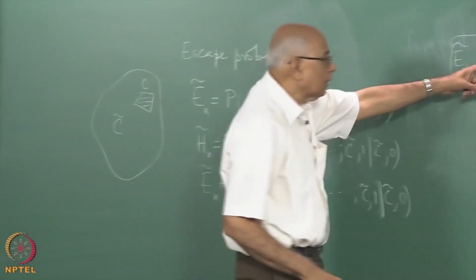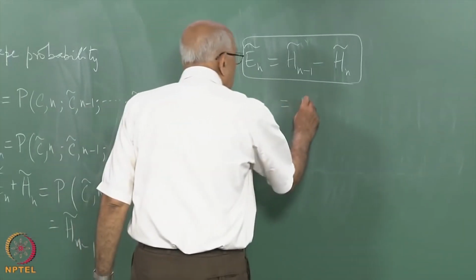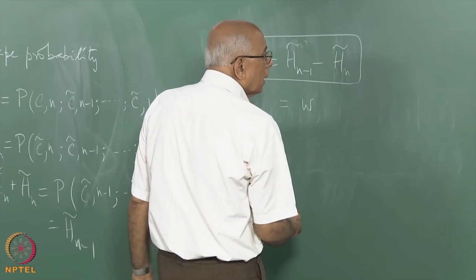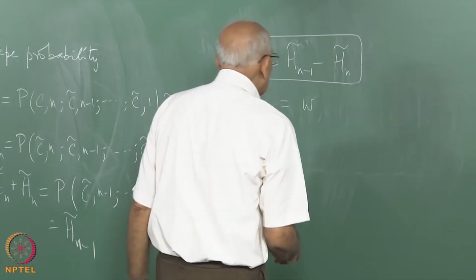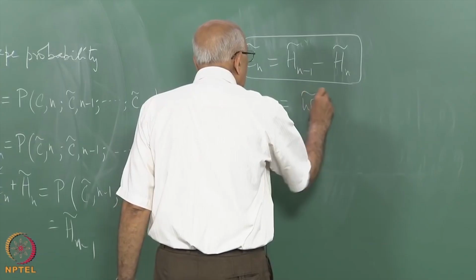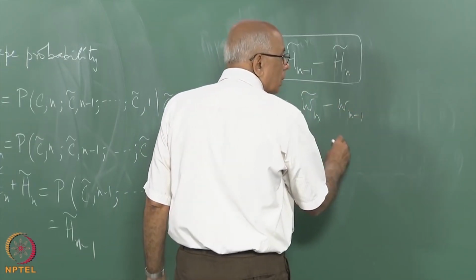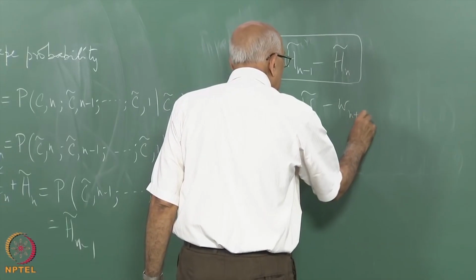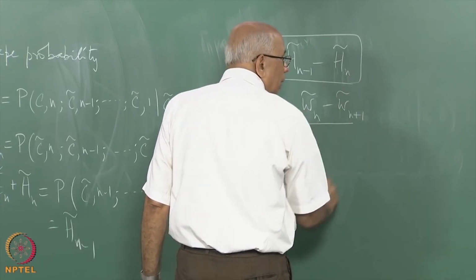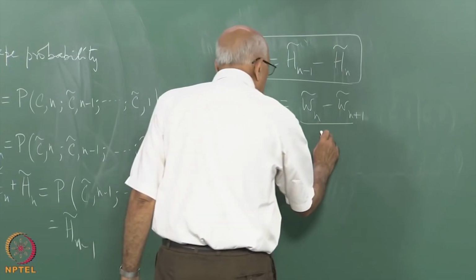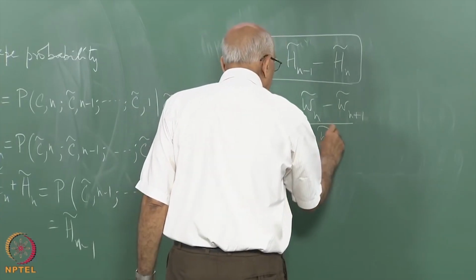But we have got a formula for this, and this therefore is equal to, since Hn was Wn plus 1, Hn minus 1 is Wn tilde minus Wn plus 1 tilde divided by W1 tilde.